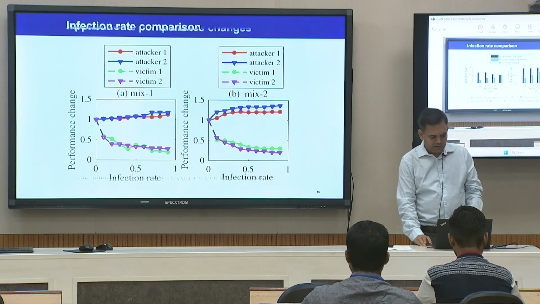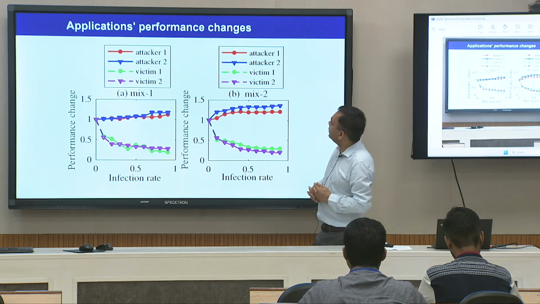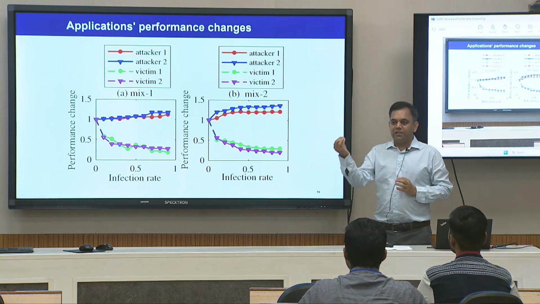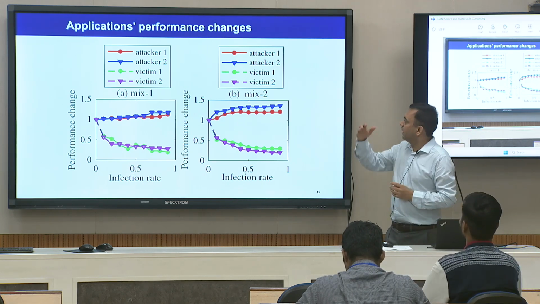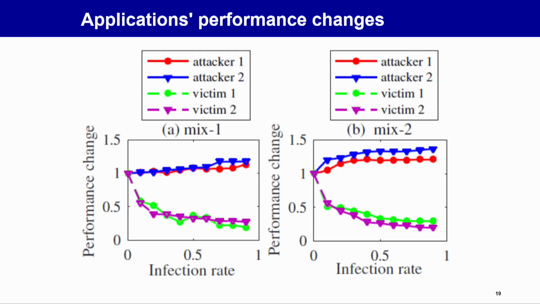Okay. Now let's look at another metric, like application performance changes. Because a request is going from one core to the manager, and then it is getting modified. In this case, we are assuming there are two attackers, that means two hardware trojans, and there are two victims. So two cores are requesting, and there are two trojans present.